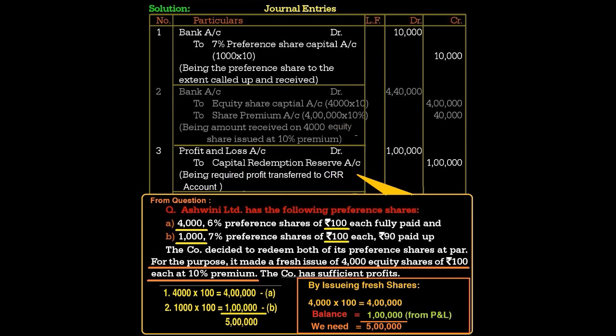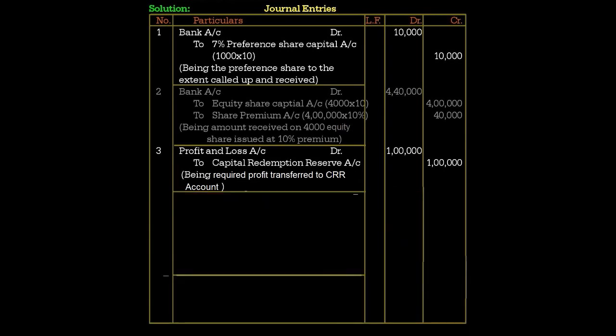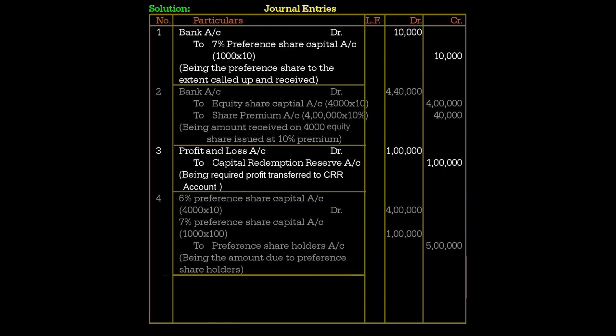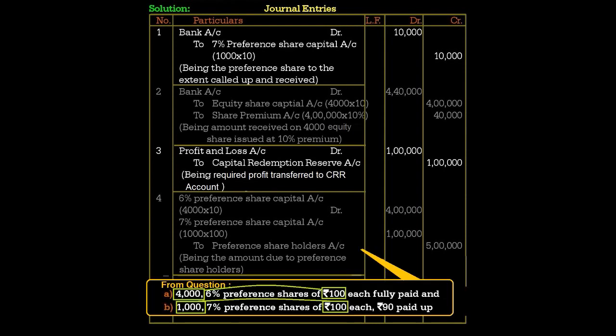Now we write steps for repayment of preference shares. So we have to repay now. For the repayment, first we have to write an entry for the due. What is the amount due to preference shareholders, that we have to write. So the first class is 6% preference share capital account. Second class is 7% preference share capital account. That is, first one is 4,000 into 100, second one is 1,000 into 100. So 4 lakh is the first class of preference shares, 1 lakh is the second class of preference shares.